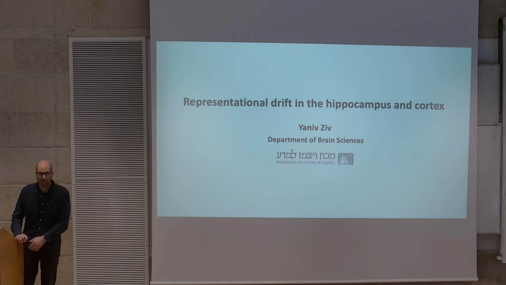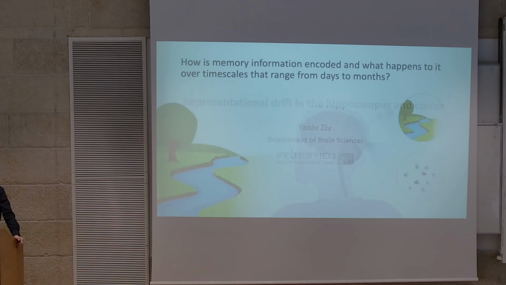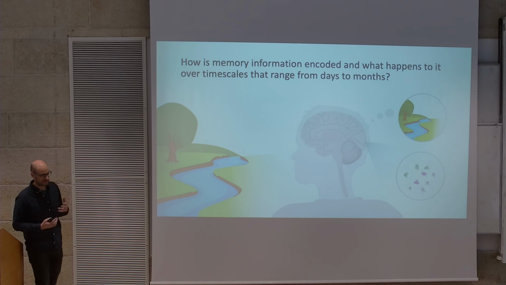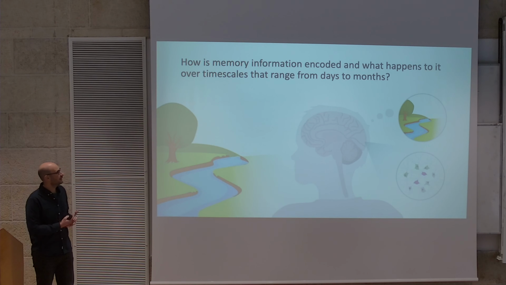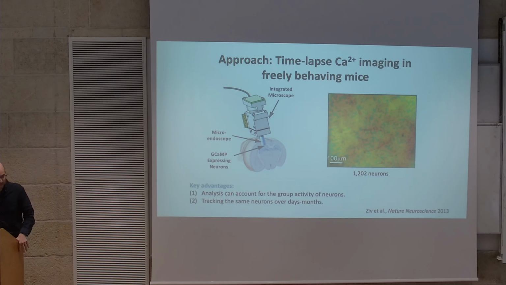So I'll talk today about representational drift in the hippocampus and cortex. In my lab, we are interested in neural coding of long-term memory, and specifically try to understand how memory information is encoded in the brain and what happens to it over timescales that range from days to months. The approach we take relies heavily on optical imaging, specifically time-lapse calcium imaging, which we perform in freely behaving mice using miniature fluorescence microscopes, microendoscope probes, and genetically encoded calcium indicators.